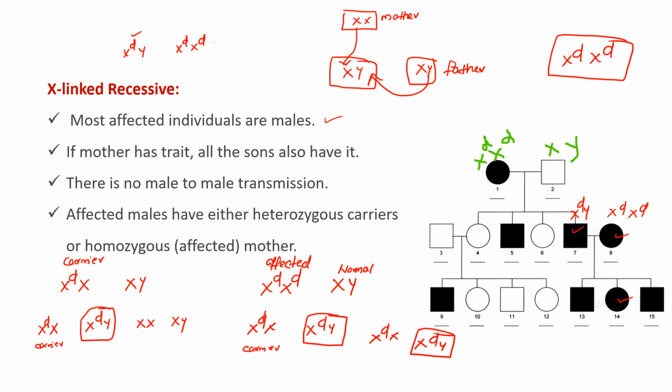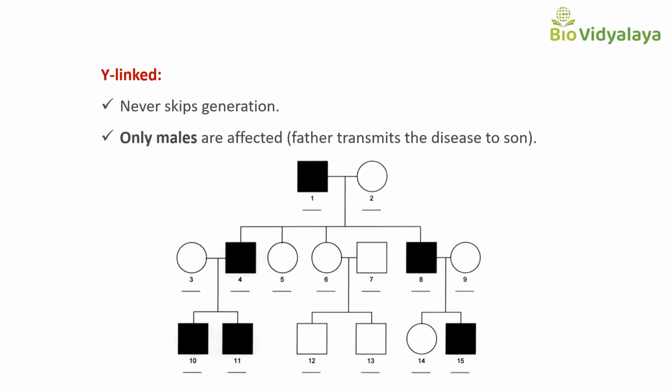Okay. So these are the conditions for X-linked recessive. Next is Y-linked. We know that Y chromosome is present in males and this males transfer his Y chromosome to his sons. Isn't it? So Y-linked trait will transfer from male to male.